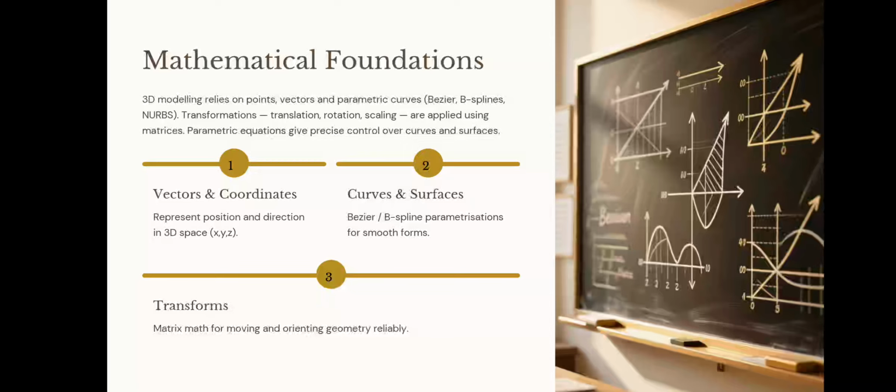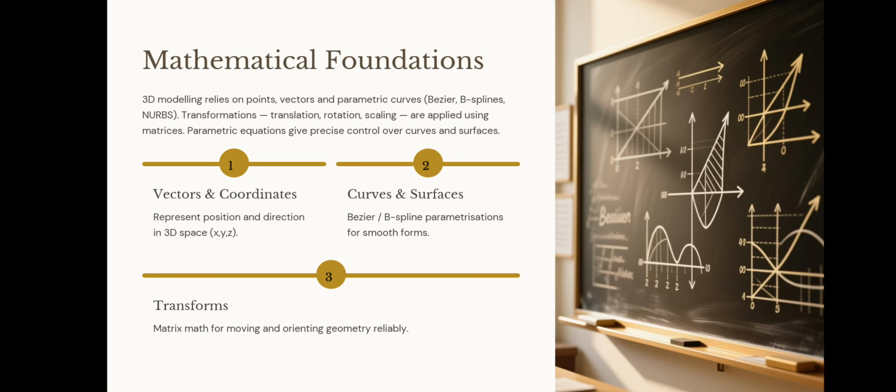Mathematical foundations: 3D modeling relies on points, vectors, and parametric curves. Bezier, B-splines, NURBS. Transformations, translation, rotation, scaling, are applied using matrices. Parametric equations give precise control over curves and surfaces.